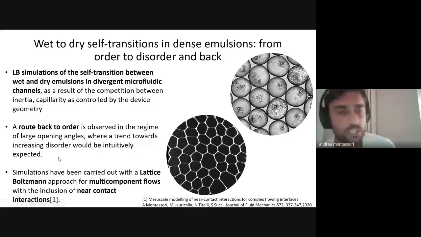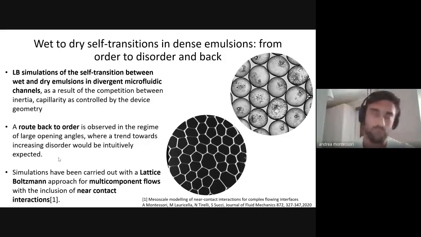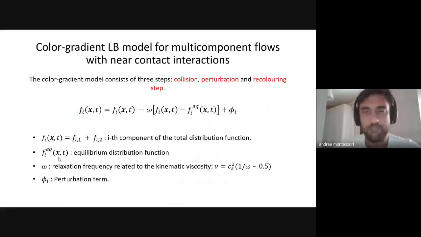Anyway, all the simulations have been carried out with a novel lattice Boltzmann approach for multi-component flows with the inclusion of near-contact interactions. So I will start with a very brief discussion of the model which I employed to simulate this kind of complex flows. The algorithm which I use is based on the color gradient model, the color gradient lattice Boltzmann model for multi-component flows.